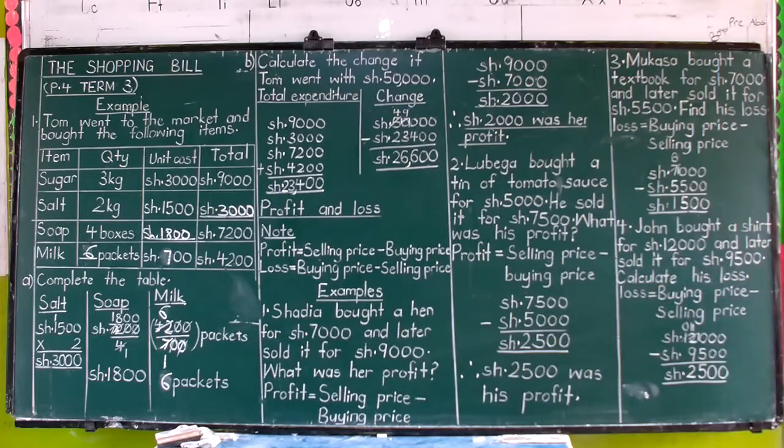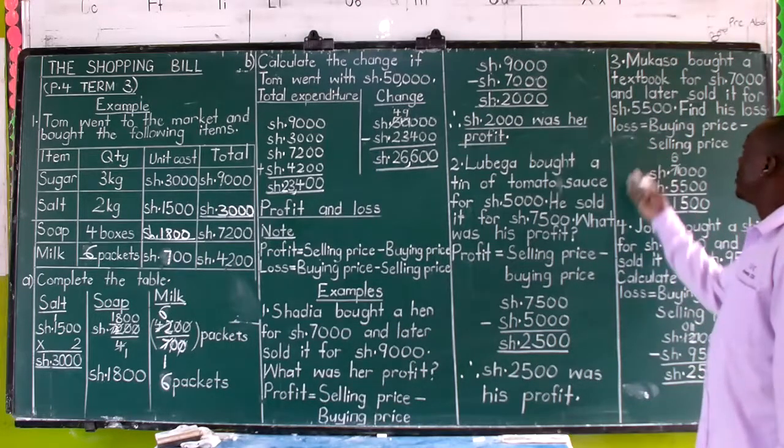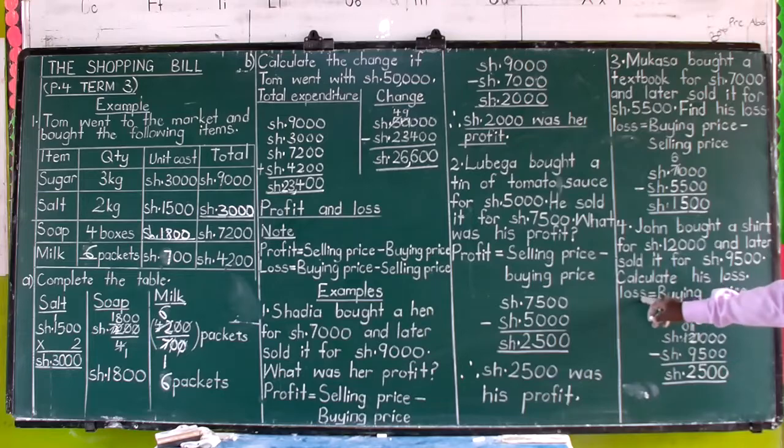That's why the question says calculate his loss. We do it like Mukasa's problem. So we start: loss equals buying price minus selling price. He bought that same shirt at 12,000 shillings, thereby selling it at 9,500 shillings. Then he cut the loss. So you get 12,000 shillings minus 9,500 shillings. Do you start from the back like you have done in the case of Mukasa? So it says 0 minus 0 is 0, 0 minus 0 is 0, and then still borrow because 0 minus 5 is only possible after borrowing.